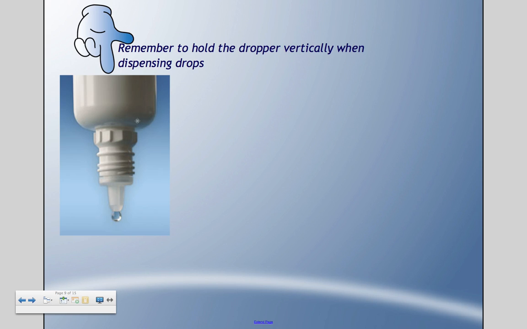Next slide. Again, remember we want to hold the dropper vertically when we're dispensing drops. I watched a lot of you do it last week and you had some problems with that.